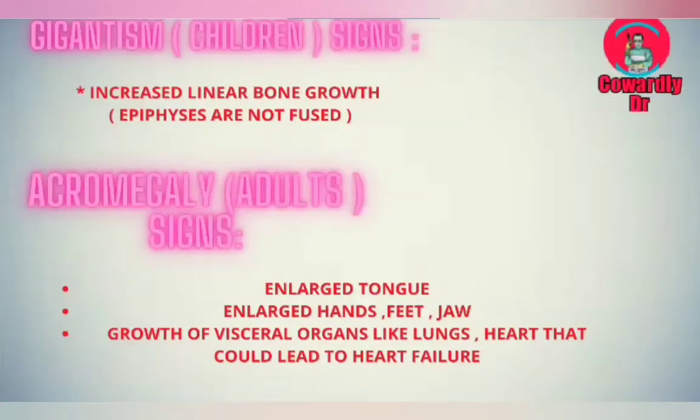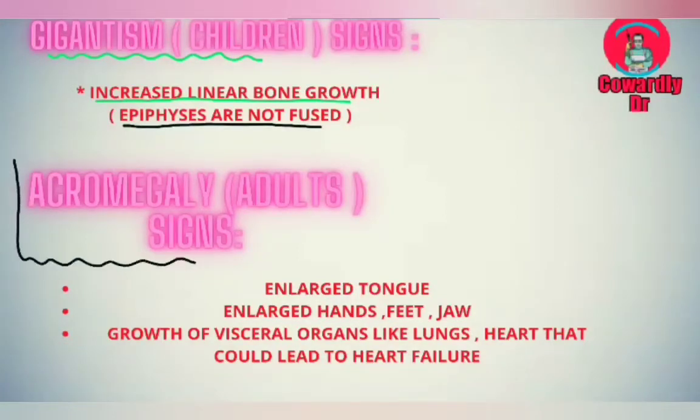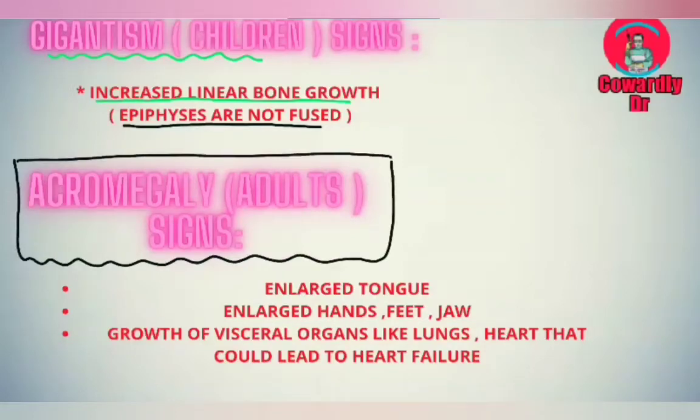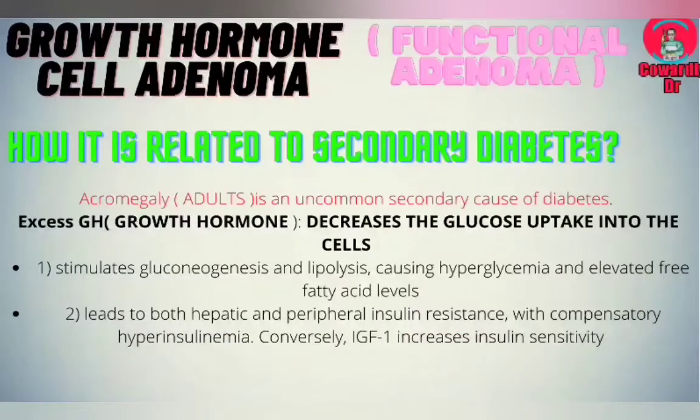So following are the signs of gigantism in children: increased linear bone growth, and the epiphyses are not fused, whereas in case of acromegaly in adults, the following signs can be seen. Number 1, enlarged tongue. Number 2, increased or enlarged hands, feet and jaw. And number 3, growth of the visceral organs, for example lungs and heart, and they could lead to heart failure.